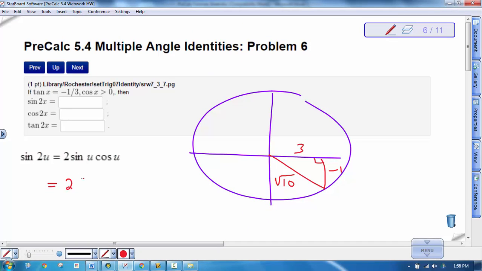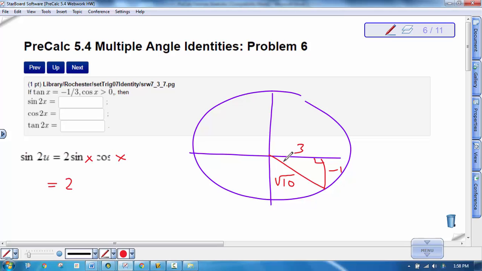So this is really 2 times the sine of x cosine of x, so that's what I'm looking for. And this is my angle x right here. Actually, my angle x is this negative angle right here. I'm sorry, it's actually this angle here. But it doesn't matter, I'm going to call that x right there. So I want to do 2 times the sine of x times the cosine of x.